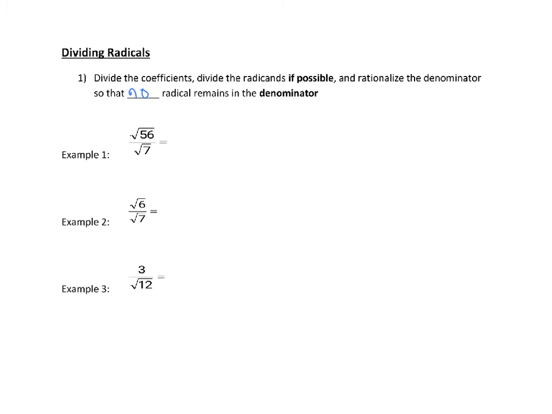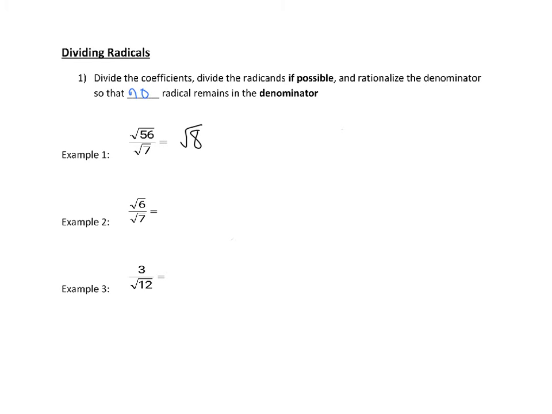So, square root of 56 divided by square root of 7. The first thing you look to see is, does 56 divided by 7 break down to a perfect value? The answer is yes, and that is awesome for us. In this case, it does. So 56 divided by 7 is 8. So we end up with the square root of 8.